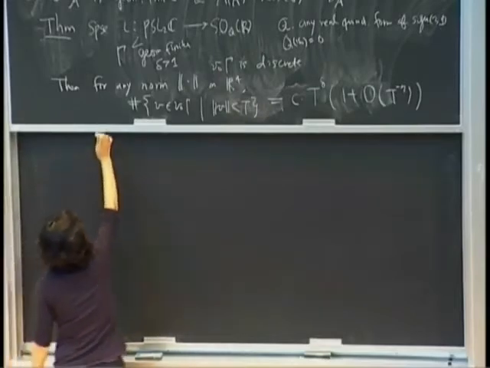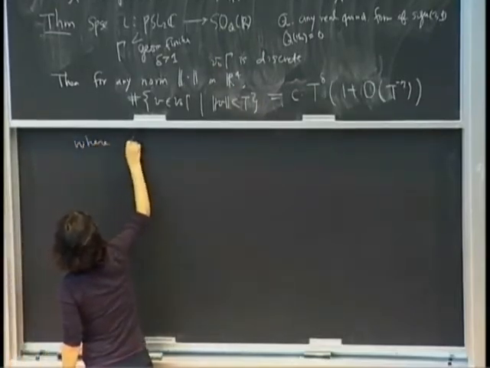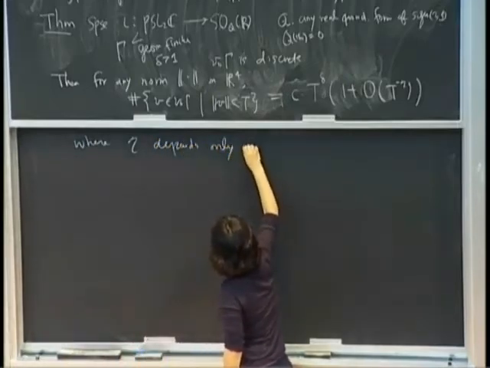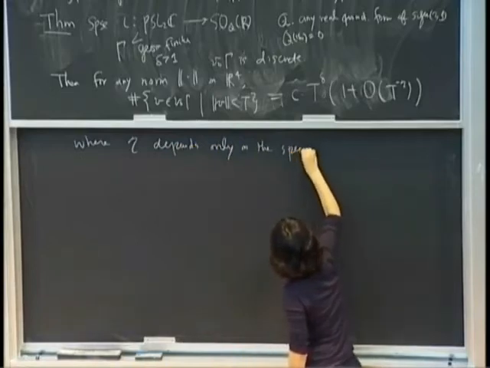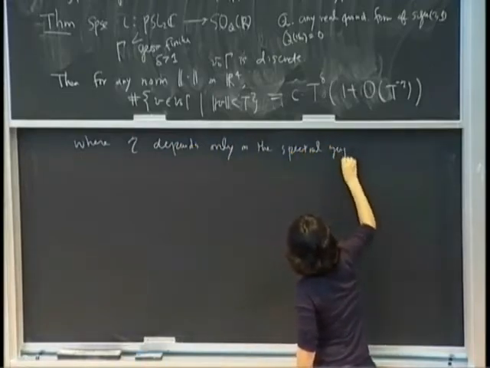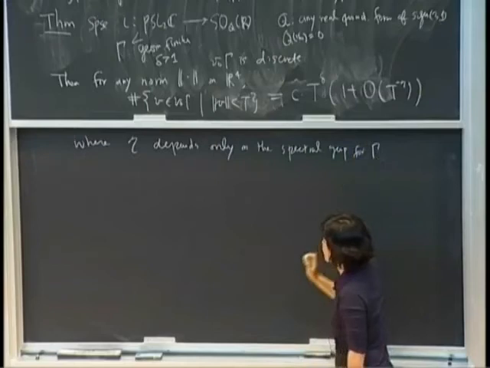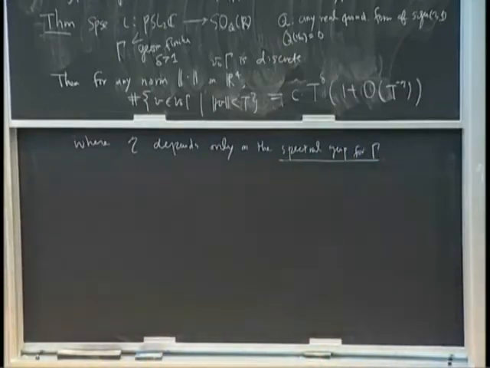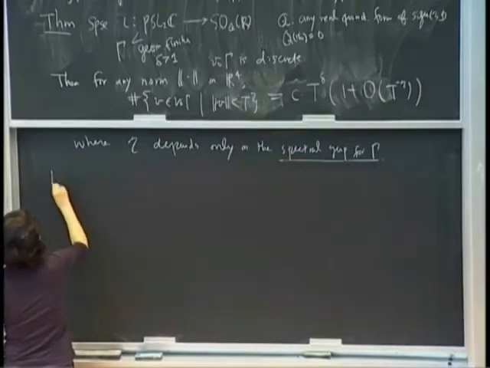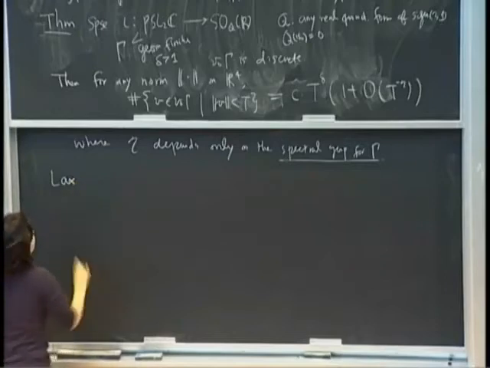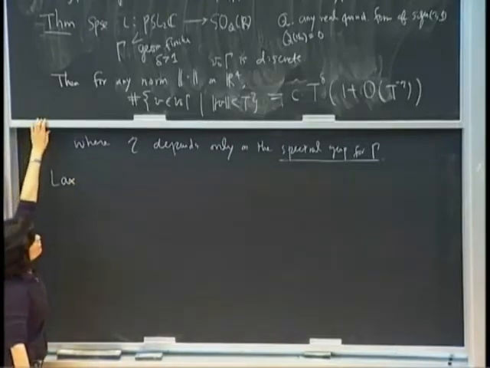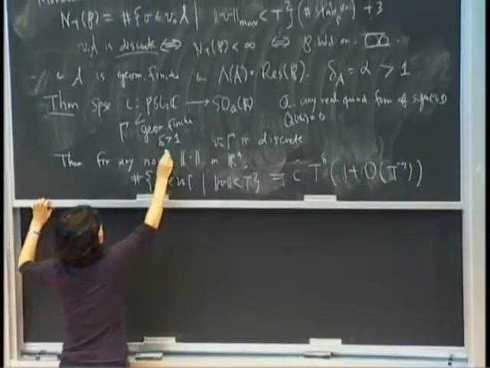And what is eta here? Eta depends only on the spectral gap for gamma. Okay, so now I will explain what the spectral gap is. Maybe tomorrow Alex Kontorovich will explain this terminology, but let me do it here. To define this spectral gap, we use this assumption, delta bigger than 1.